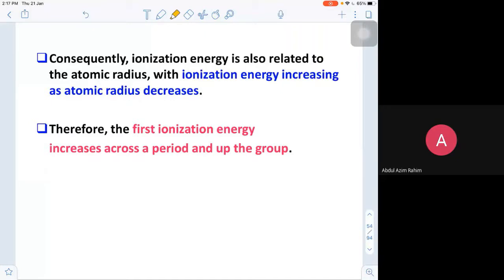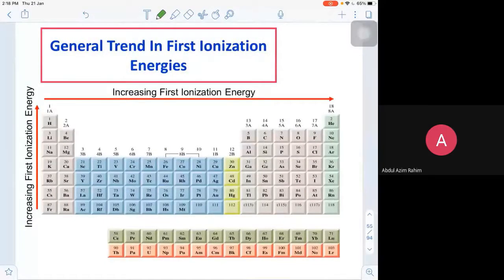As I said just now, the first ionization energy increases across the period and it also increases up the group. Why? Because the size decreases across the period, and the size increases going down the group. So the trends are opposite. So this is the trend of the first ionization energy.